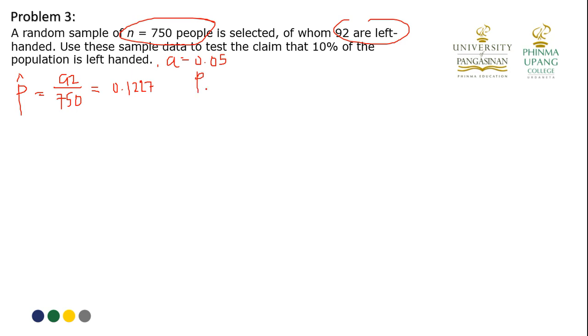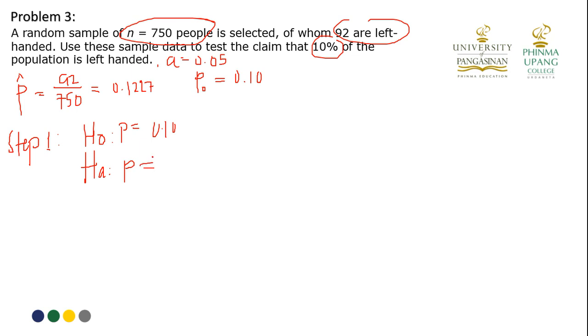Then, yung p sub naught, kung may nakikita kayong percentage, kunin nyo na agad. Is equivalent to 10%, that is 0.1 or 0.10. Parehas lang. Tapos, yung alpha, yung n nandun na. So, step 1 agad. Yung H0 natin, p is equal to 0.10. Since walang direction yan, HA is not equal to 0.10.